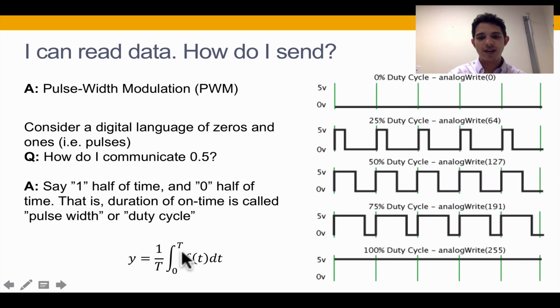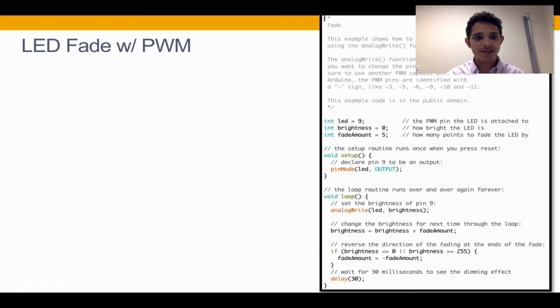So if you integrated this pulse, that's a 50% duty cycle, if you calculate that integral, you'll get exactly the value 2.5. Okay? So this is how we can get an analog effect with digital means. This will play a role with the LED fading exercise that we're going to talk about next.